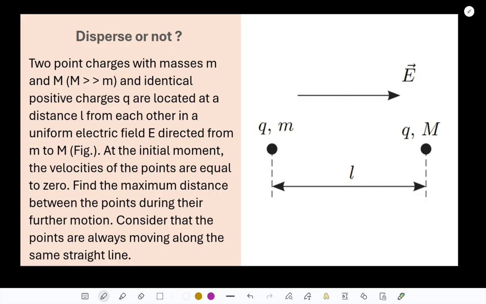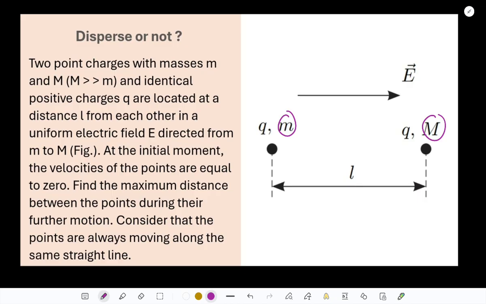We can start reading the statement of the problem, which says: two point charges with masses m and capital M, you can identify them here and here, and identical positive charges q are located at a distance L from each other in a uniform electric field E directed from m to M, and at the initial moment the velocities of the points are equal to 0. Find the maximum distance between the points during their further motion, considering that the points are always moving along the same straight line.